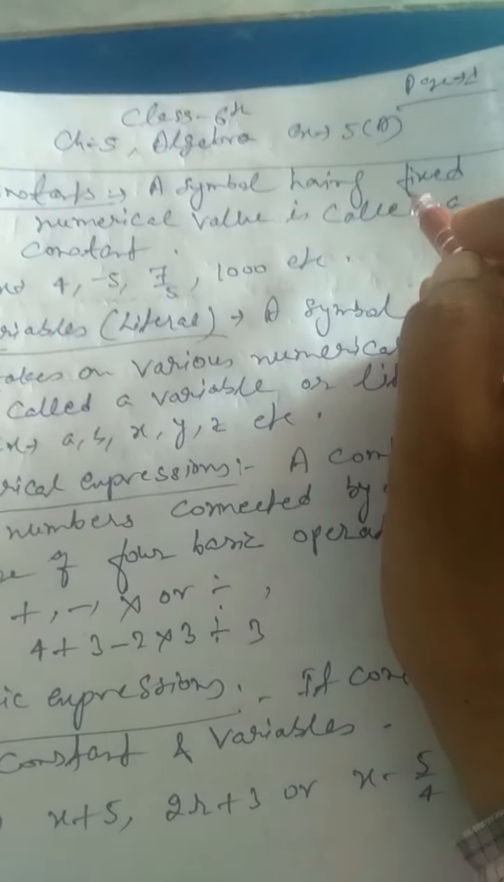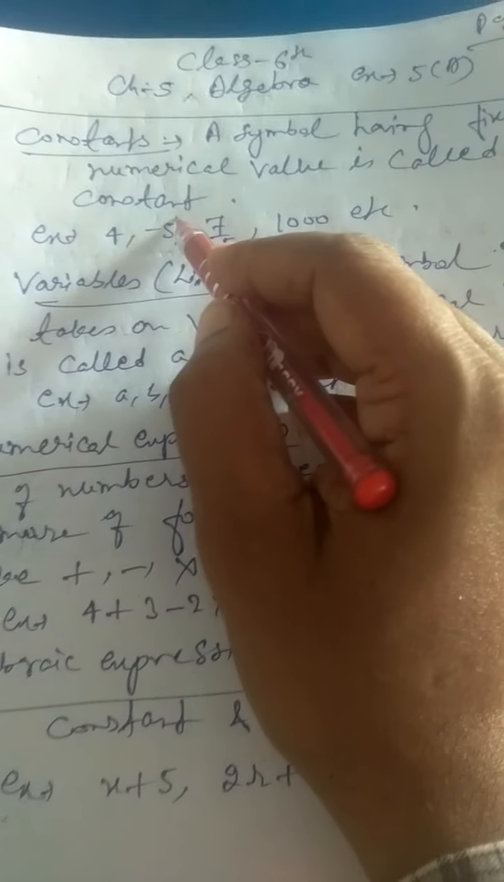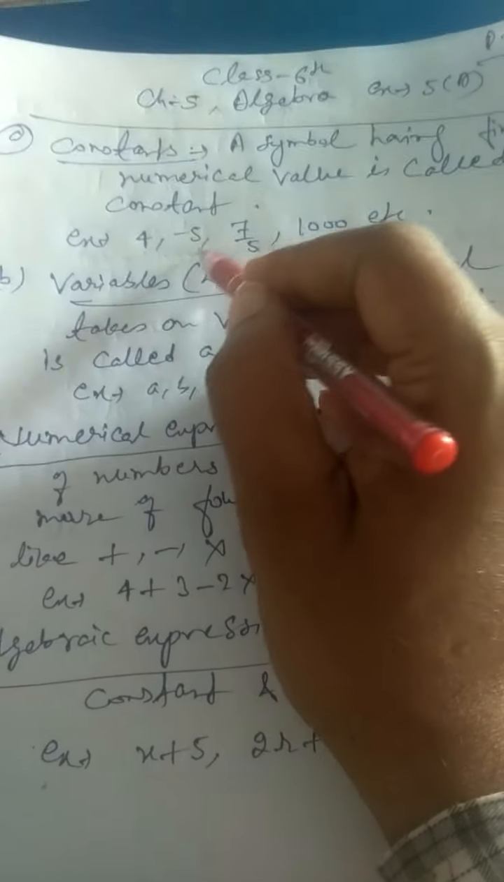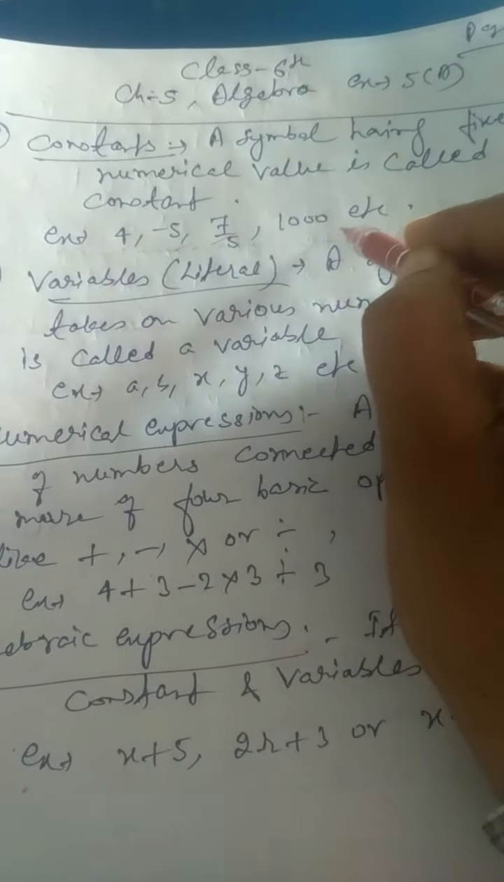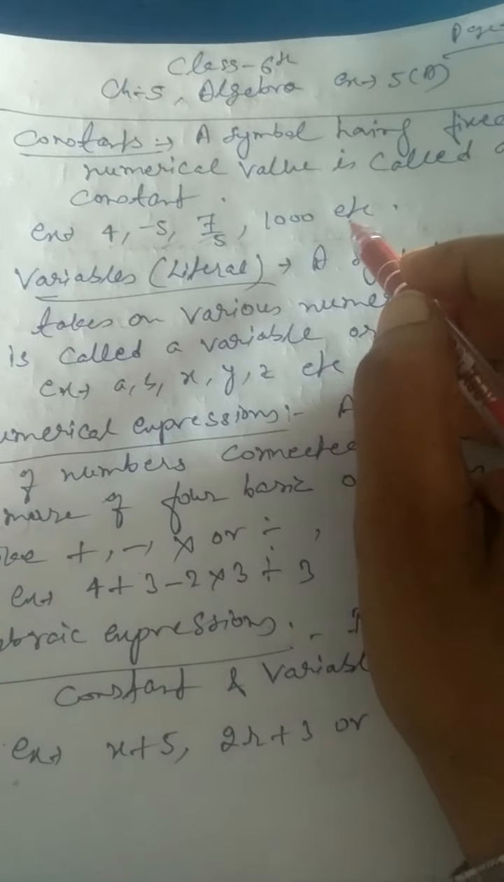A symbol having fixed numerical value is called a constant. For example, 4, minus 5, 7 by 5, 1000, etc. These all are constants.